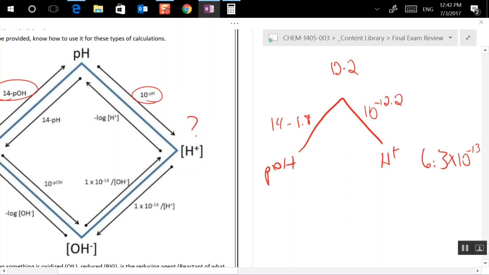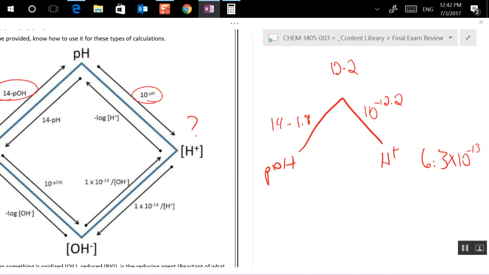Can somebody else try that? Verify that that's what you're getting? So I know it's not just my weird calculator. 6.3 times 10 to the negative 13 is the H+ ion concentration. That's it? Okay? All right.